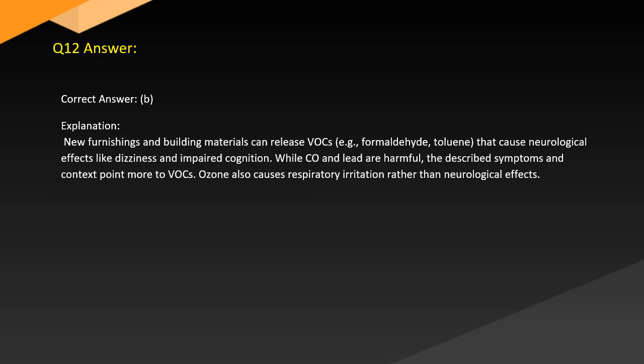Answer. Correct answer: B. Explanation. New furnishings and building materials can release VOCs, e.g. formaldehyde, toluene, that cause neurological effects like dizziness and impaired cognition, while CO and lead are also harmful. The described symptoms and context point more to VOCs. Ozone also causes respiratory irritation rather than neurological effects.